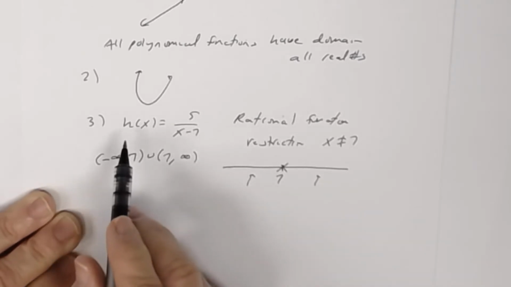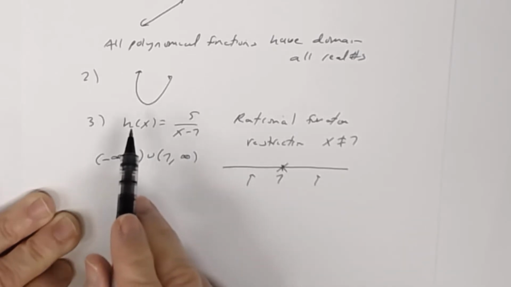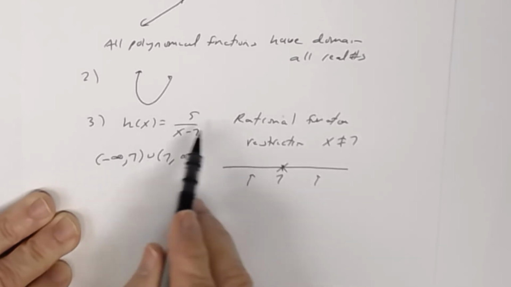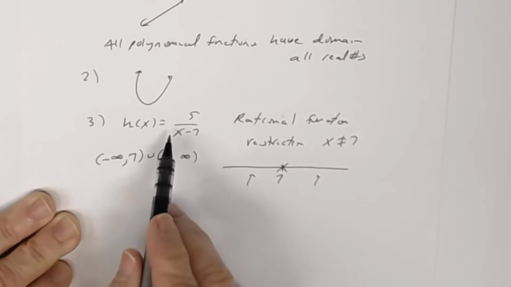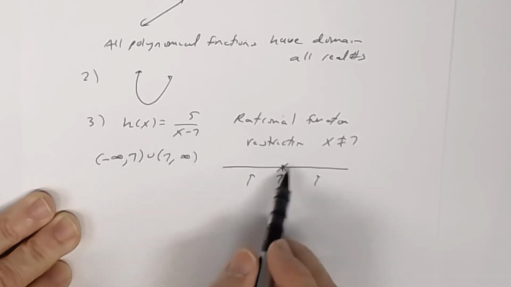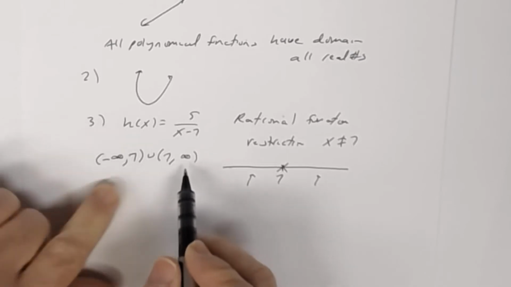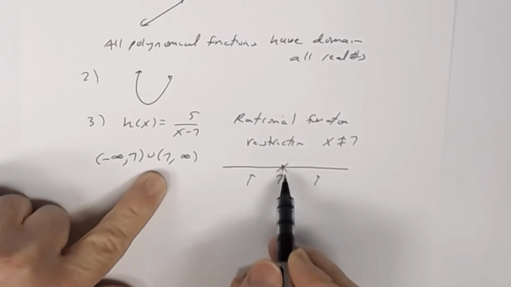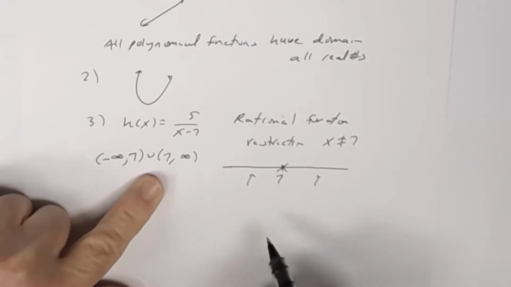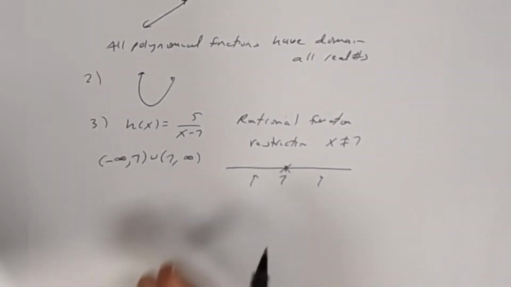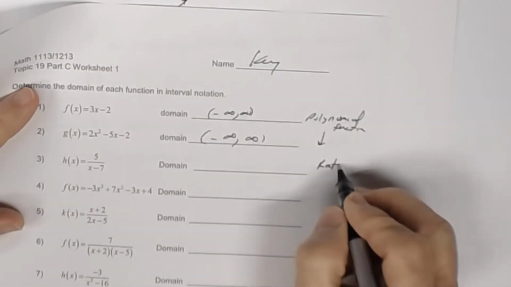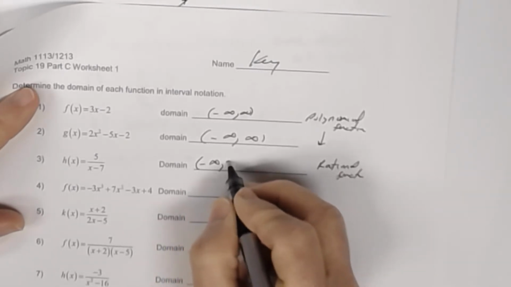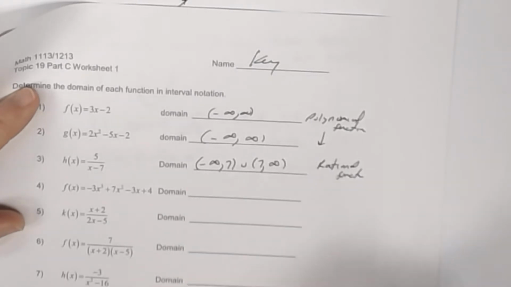Now we haven't talked about what the graph of this looks like, but that's not necessary. All you had to know was that it was a rational function, and so you have to find the restrictions. So what makes the denominator 0? 7 makes the denominator 0. So you put that on a number line, cross it out, and now you have two intervals: negative infinity to 7, parentheses, union, parentheses, 7 to infinity. Okay? All right, so that's number 3. Remember, number 3 is a rational function. And so you get negative infinity to 7, union, and then 7 to infinity.